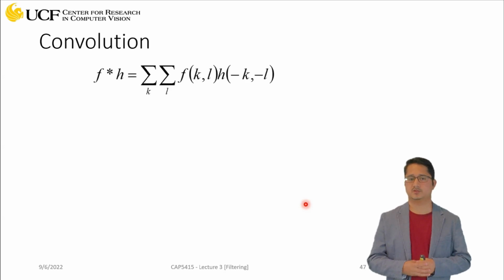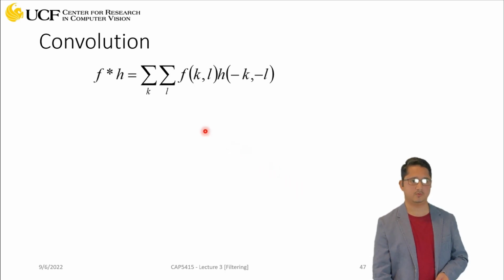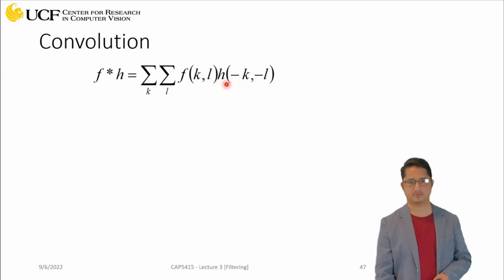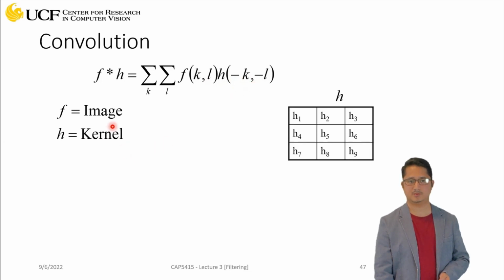Now, convolution, the mathematical formulation is almost the same as correlation. We have two different functions, right? And again, we look into some neighborhood of these functions. The only difference is we flip the second function, because we have these negative values. In correlation, this was all positive. And again, it's the same representation, f is image, h is kernel.